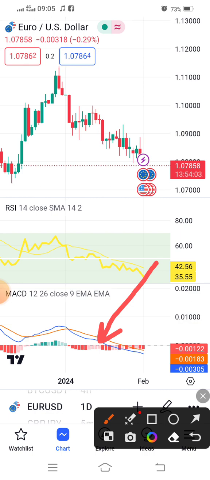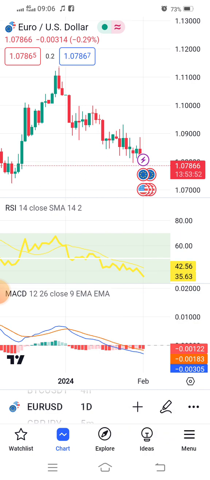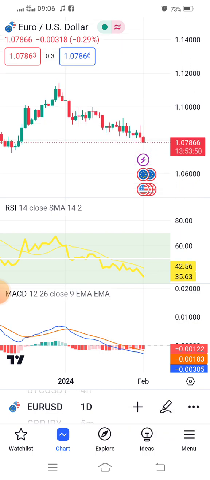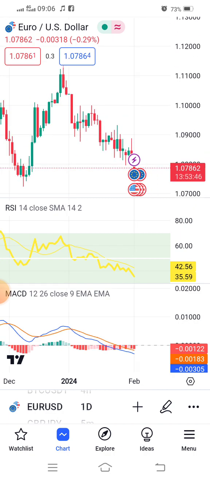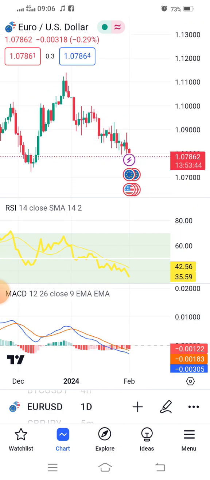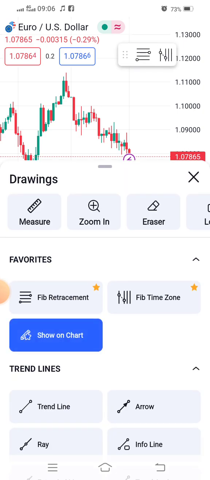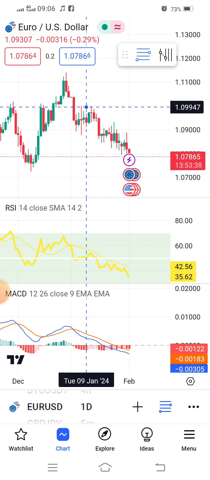All right, so the market is not yet set. The market is only set when my MACD is just about crossing the signal line. Then we can analyze. But then we can still check the exact state of the market if we are going to experience a push up. So we are going to bring out our Fibonacci retracement.